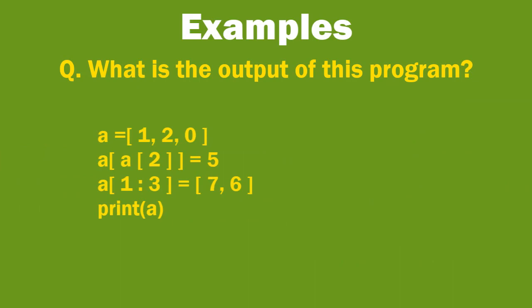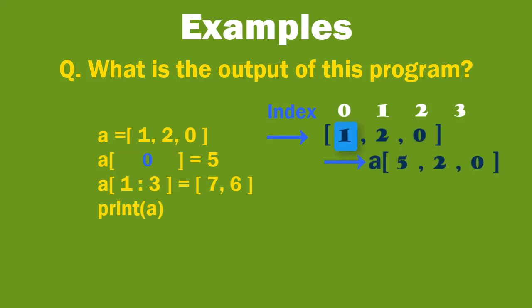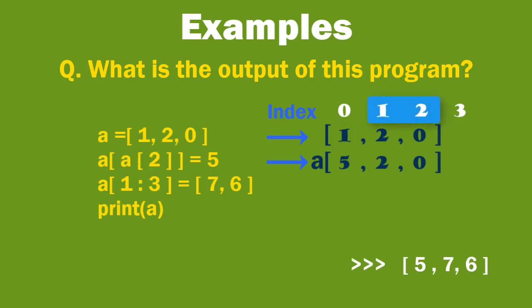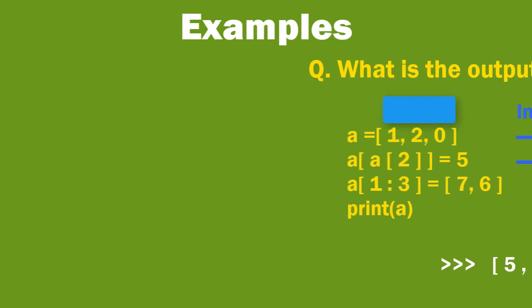Another similar question. What is the output of this program? Here in the first statement, there is an index within an index. A[2] is 0, so A[0] means 1 will be replaced by 5. Next, the slice assignment will replace first and second member with 7 and 6 respectively. So the final list has number 5, 7 and 6 which will get printed.